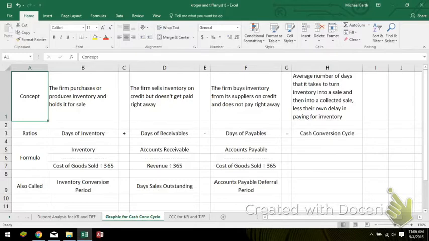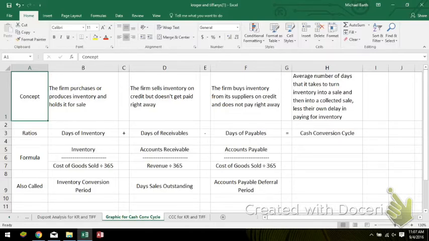Similarly, accounts receivable divided by 1 day's worth of revenue gives you how many days worth of sales are tied up in accounts receivable. And finally, the days of payables, that's accounts payable divided by 1 day's cost of goods sold. That's also called the accounts payable deferral period. The days of inventory plus the days of receivables and then subtract the days of payables gives you the cash conversion cycle. And there's no right or wrong number on there.